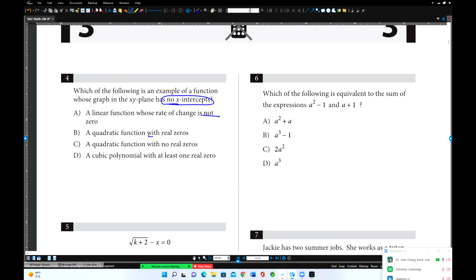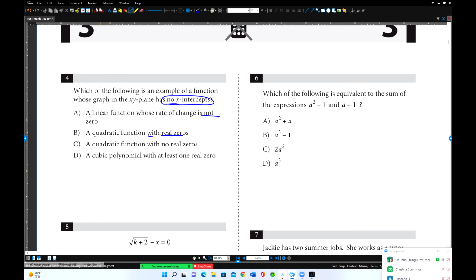Quadratic function with real zeros. Real zeros means what? X-intercepts are real zeros. This one already has an x-intercept. Right? Number 3, quadratic function with no real zeros.